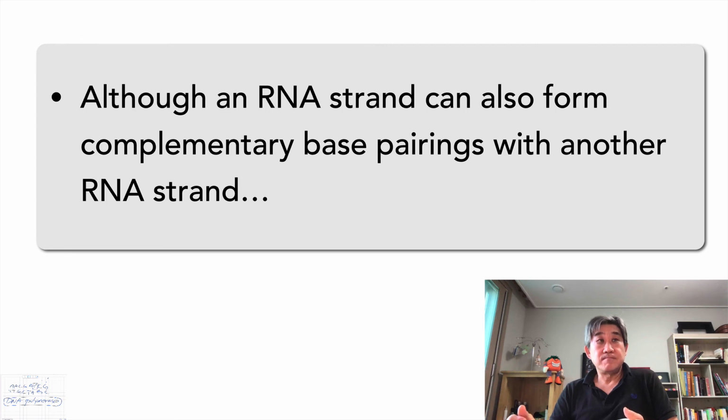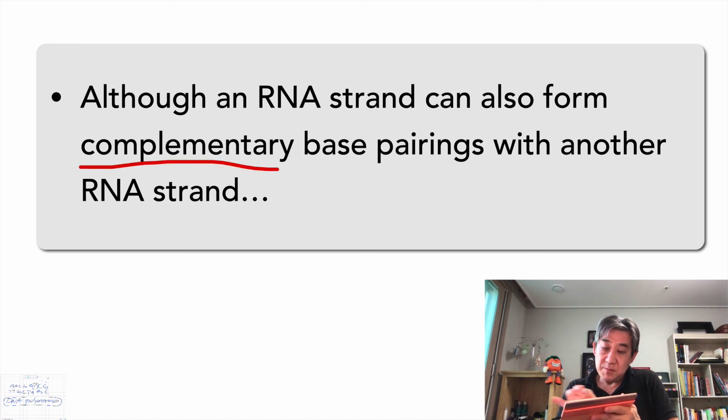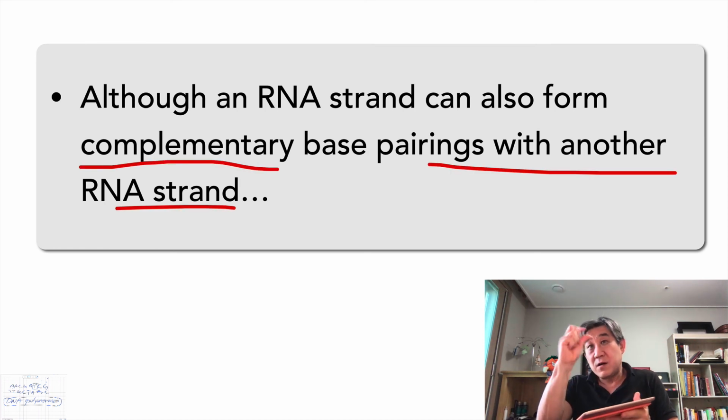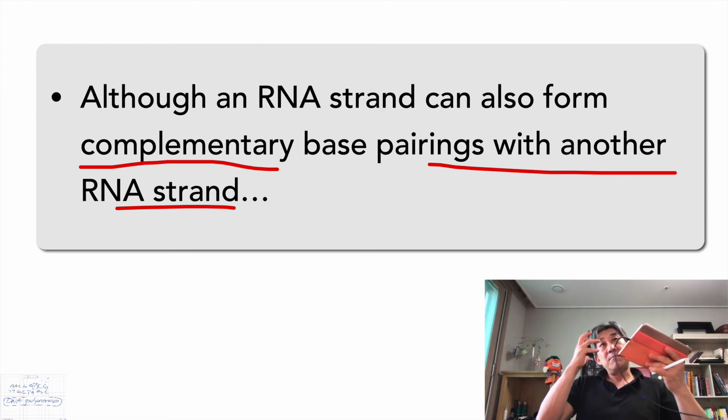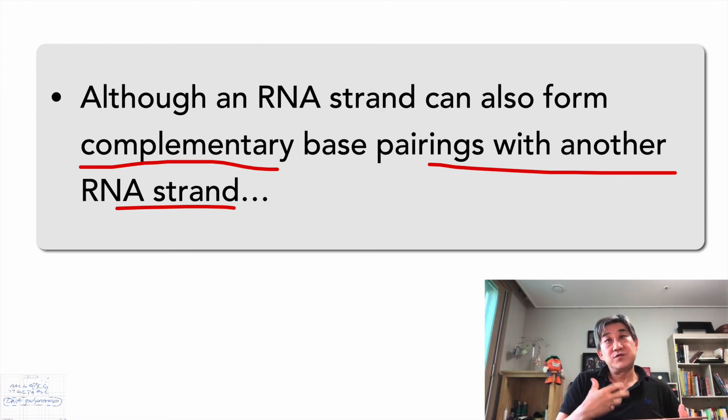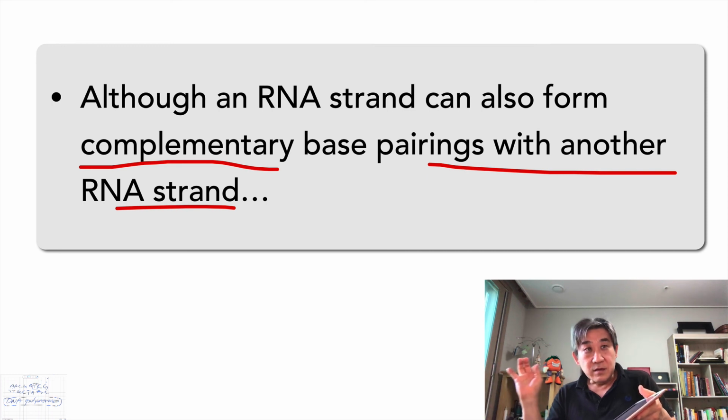RNA strand can also make complementary base pairs with another RNA strand. So RNA double strand is also possible, right? So it means RNA not only can behave as a genetic material, being able to do self-replication, but at the same time, that same RNA can, theoretically speaking, function as an enzyme. So that's why scientists believe that the first type of genetic material must have been RNA instead of DNA.